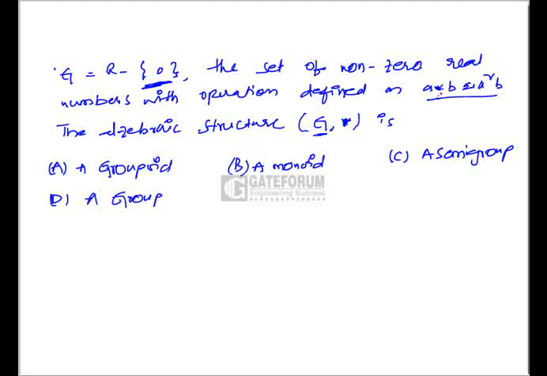Here star operation is closed. Why? Because if we perform star operation between any pair of elements, the result will belong to the given set G. So star operation is closed. Hence it is a groupoid.